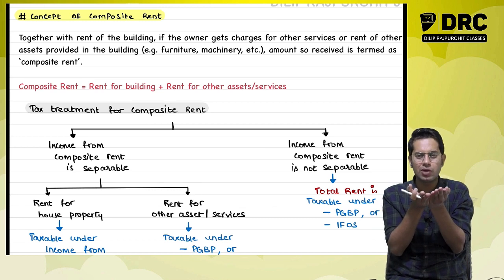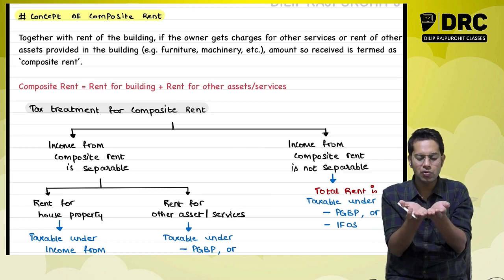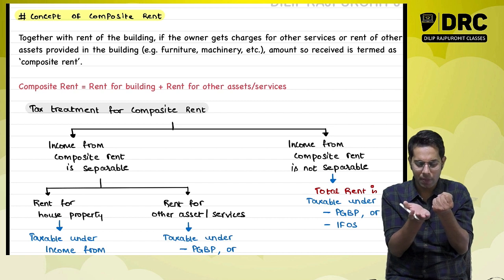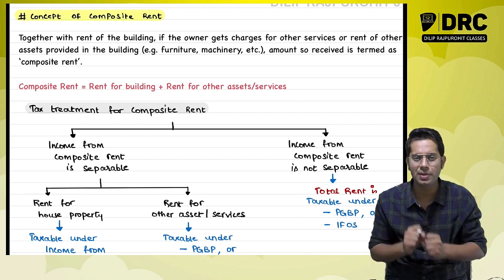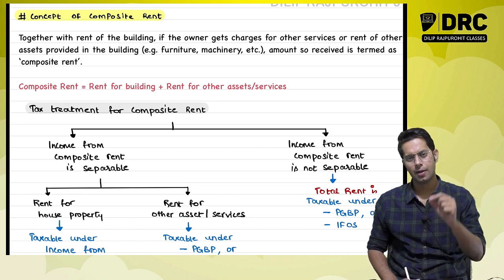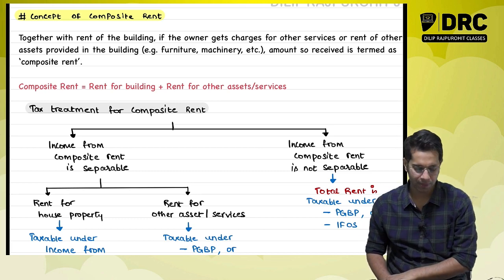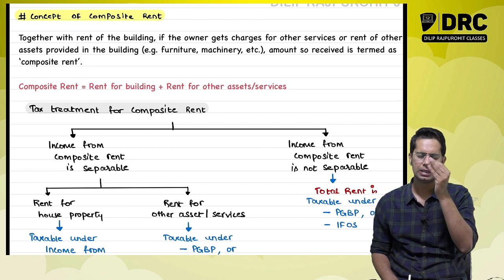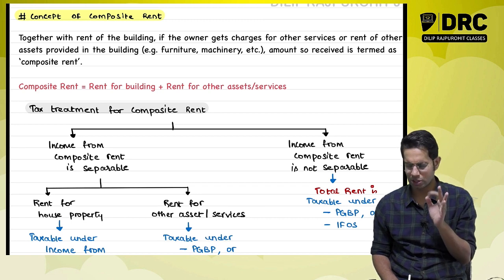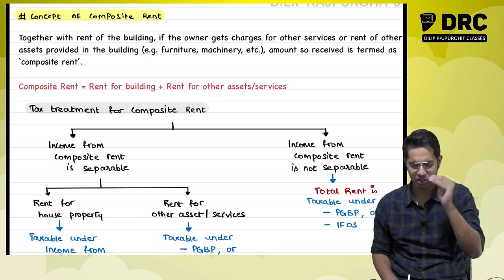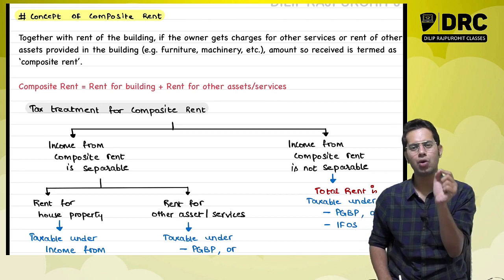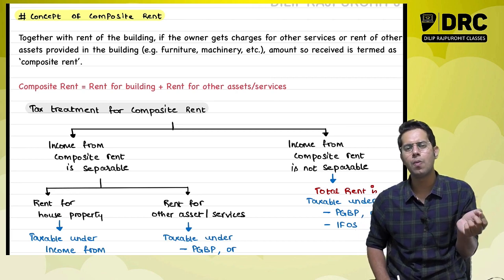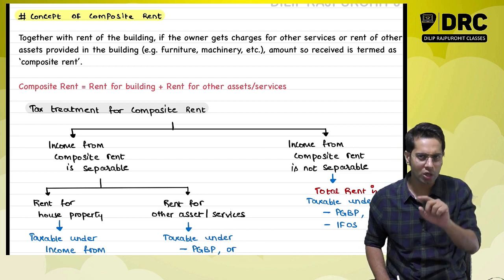Now the question is how much will be taken as income from house property, and how much will be taken as income for the other assets which I have given. Here the law says to do a simple check. What am I going to check over here? Check whether the composite rent is separable or not separable.